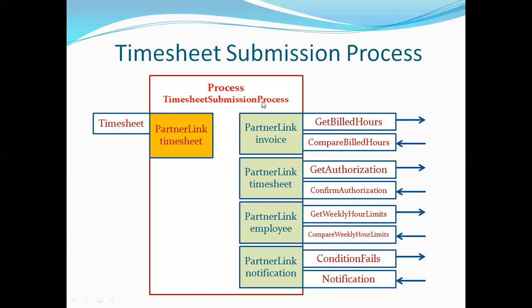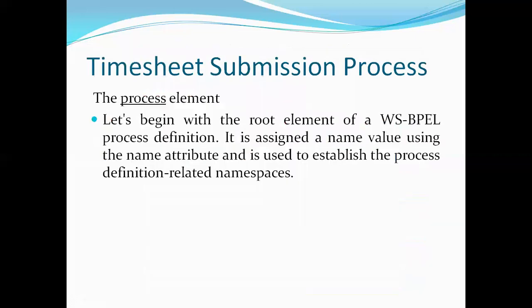So the first element is the process element. The process name is timesheet submission process. The second element is the partner link element. The partner link element is used for input and processing, executing the different operations with the help of the orchestration process. So let us see the different elements one by one. The first element included in the timesheet submission process or business process execution language is the process element.